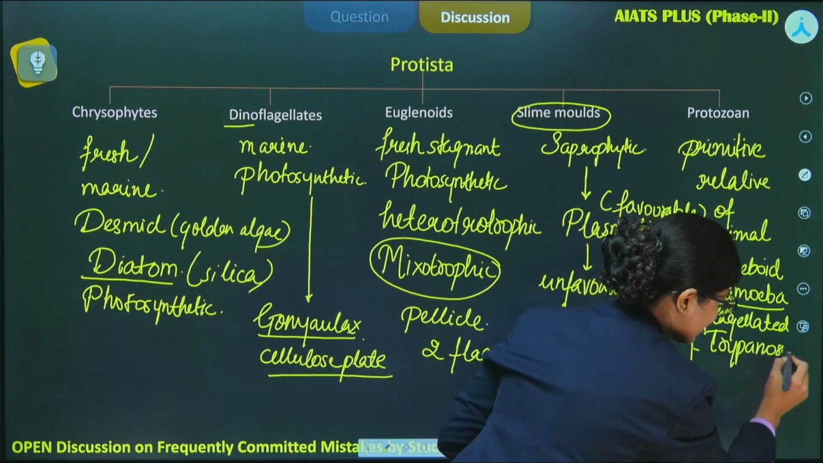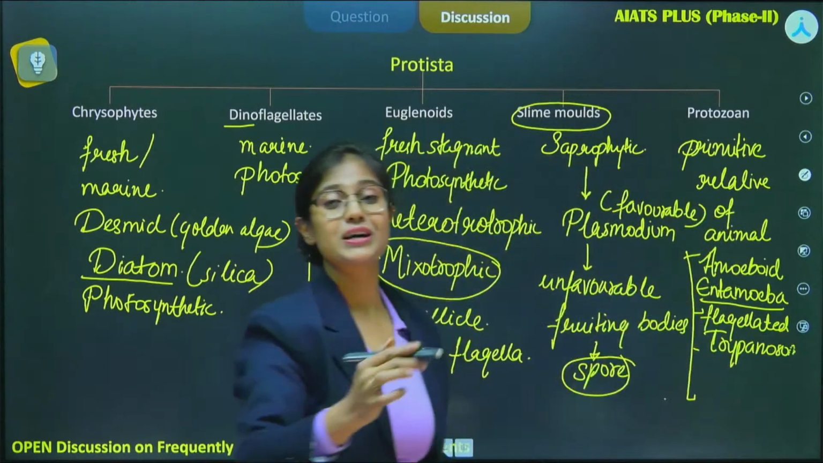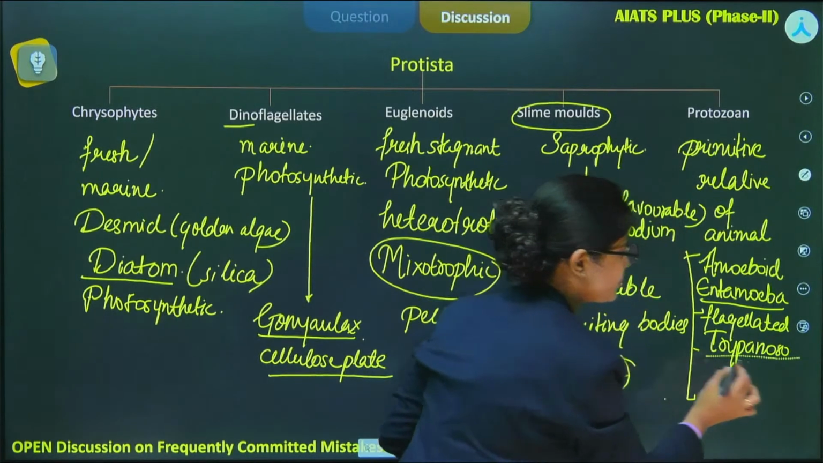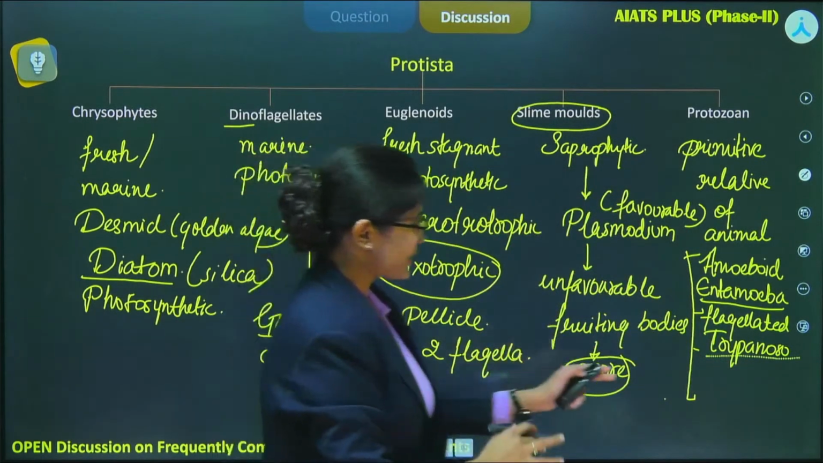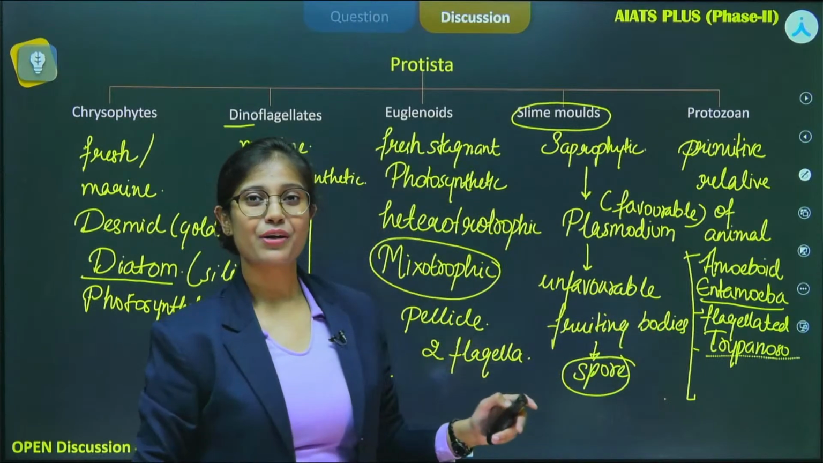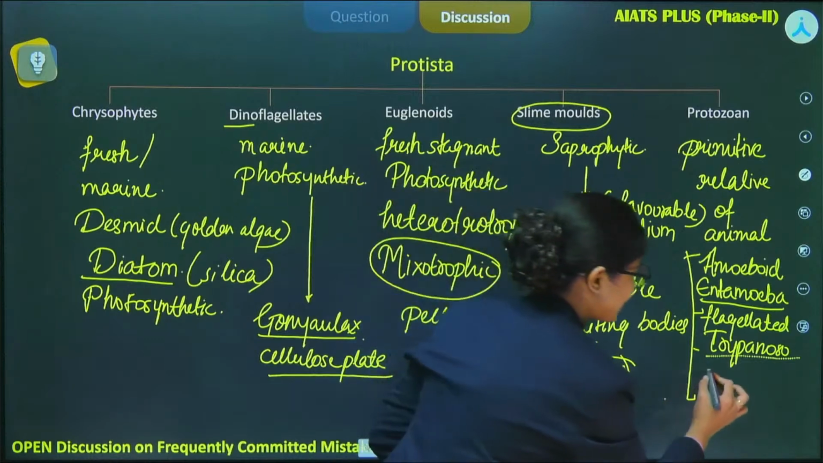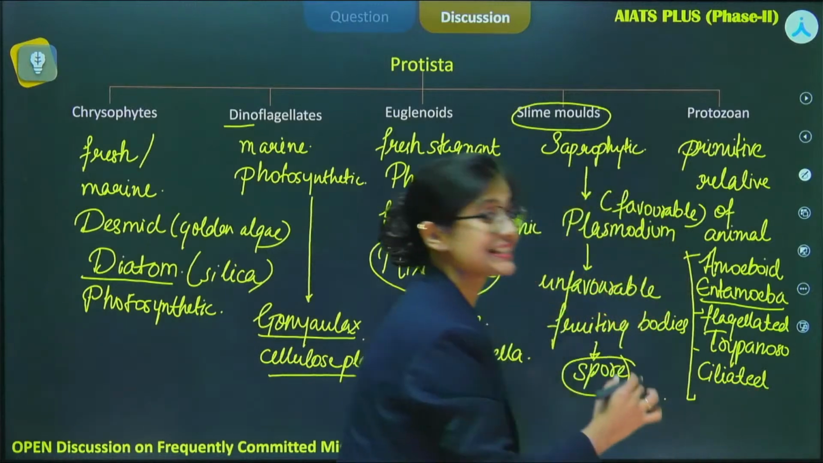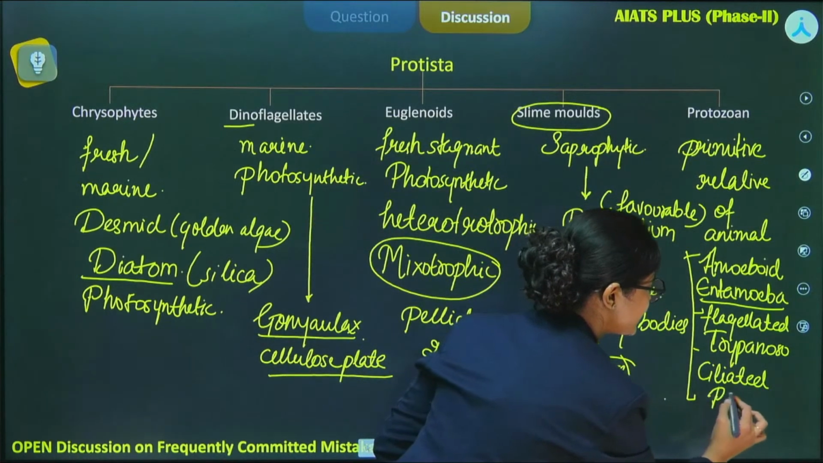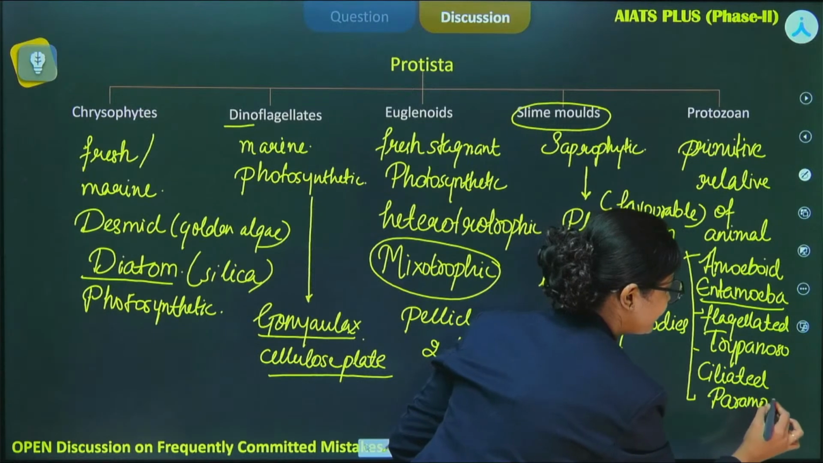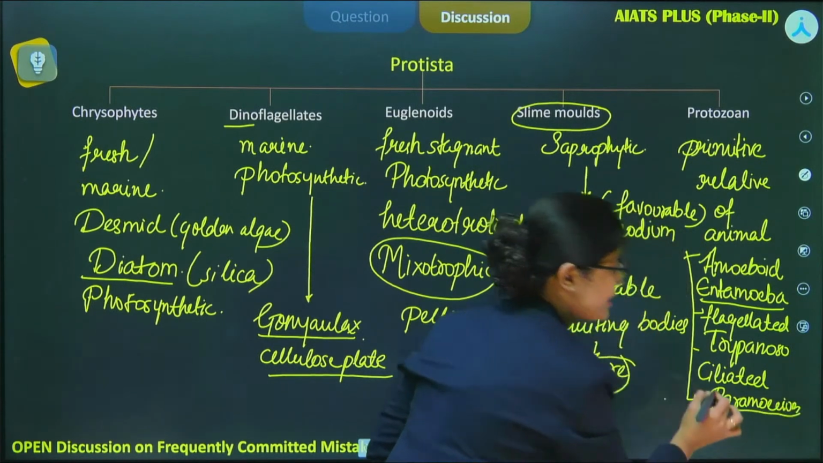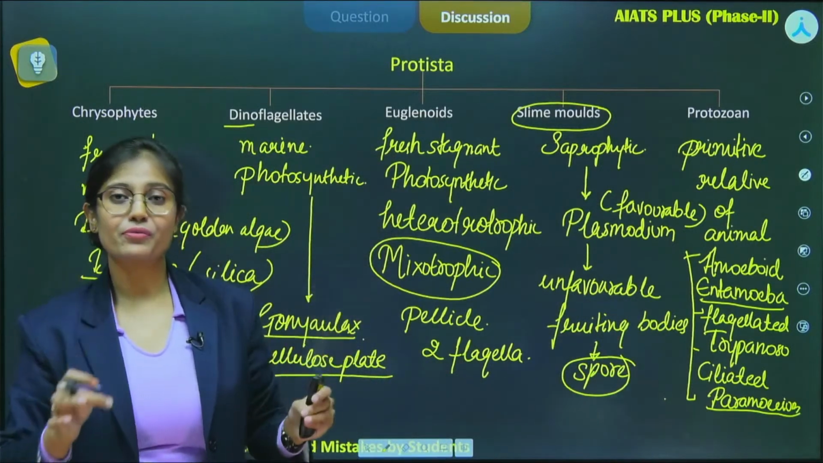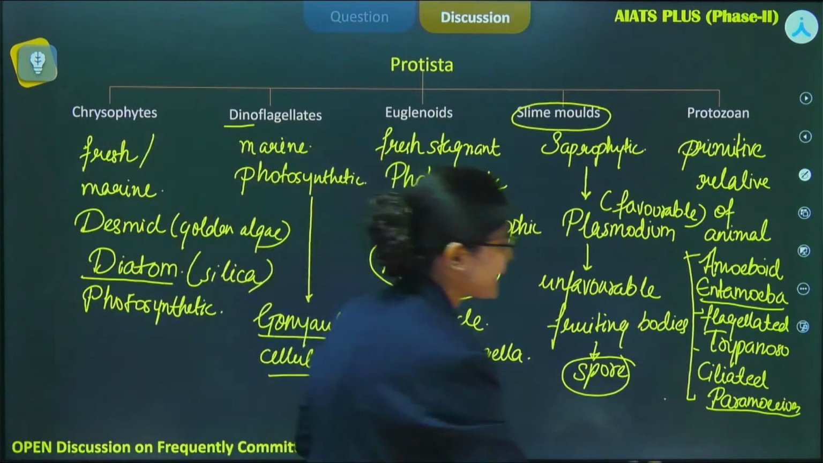From the exam point of view, it is very important because Trypanosoma causes sleeping sickness. Please remember Trypanosoma. Next one is ciliated protozoa. That means the locomotory organ is cilia. Example is Paramecium. A very beautiful feature of Paramecium, or we can say ciliated protozoans, is the presence of a gullet, where the ingestion of food material takes place. Next one is sporozoan.